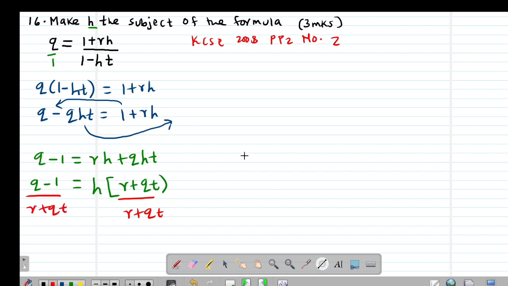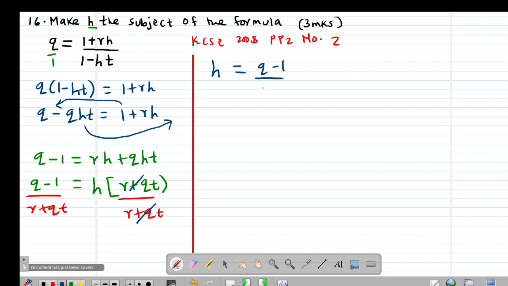So this one means that I'm going to get the following. Of course these two are going to cancel out, so it means that h will be given by q minus 1 divided by r plus qt. Or the same term can also be written as h is equal to q minus 1 divided by qt plus r.